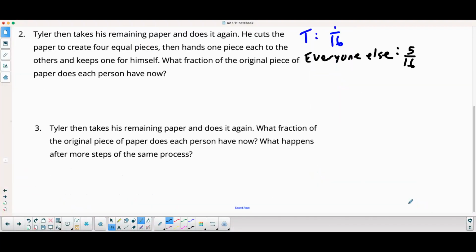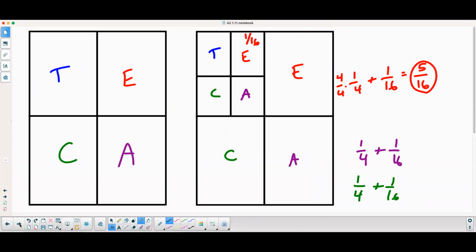So then we go down to the third one. Tyler takes his remaining piece of paper and does it again. What fraction of the original piece of paper does each person have now? What happens after more steps of the same process? Okay, so I'm going to take Tyler's here. I'm going to split it up. Okay, so we got Tyler. Oops, I'm sorry, this goes in here. Claire.